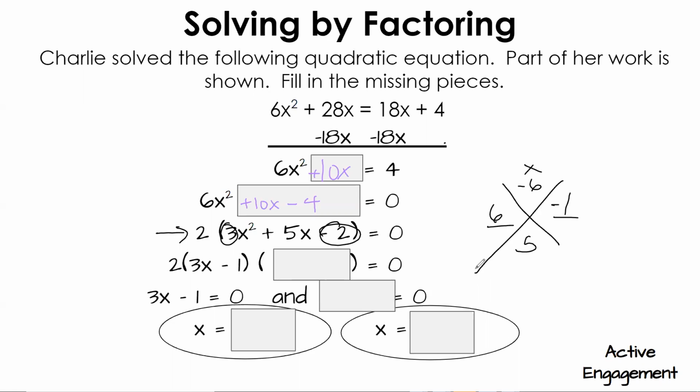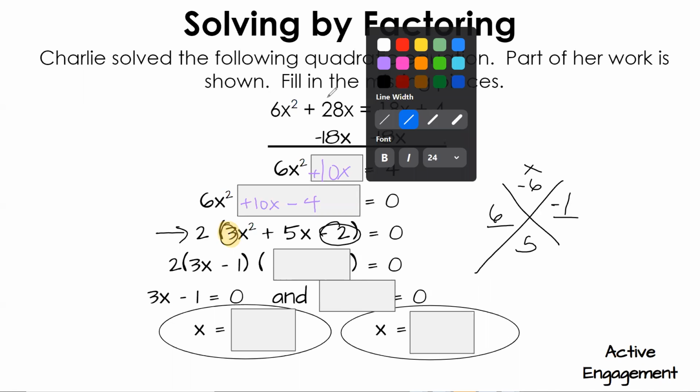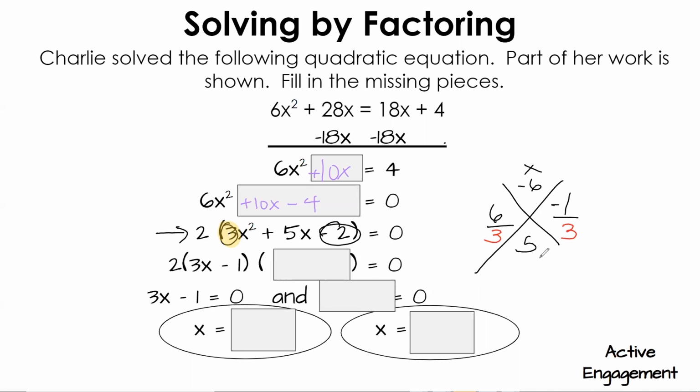Okay, so remember, if our leading term is bigger than 1, we have to divide by that. We're going to divide by 3, because that was our leading coefficient. So 6 divided by 3 is 2. We're going to put x plus 2 down here. And then -1 divided by 3 is not a whole number. So we're going to slip and slide. So that's going to give me 3x minus 1. Okay, everybody with me? 3x minus 1.